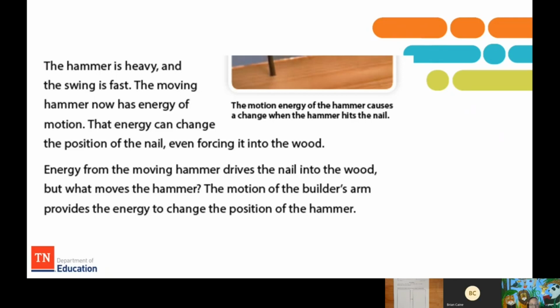But what moves the hammer? The motion of the builder's arm provides the energy to change the position of the hammer. You can see with all of these parts, there has to be energy involved in this change. Like when we put the hammer right on top of the nail, the nail doesn't move. If I just hold the hammer up and don't swing it down, the hammer is still not going to move. I had to use the energy of my muscle to swing the hammer.